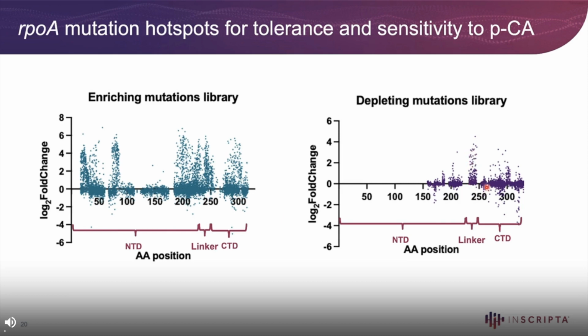And in the depleting mutations library, the results aren't quite as obvious as the enriching mutations library, but however, here in the C-terminal domain, you can definitely see that there is this pocket here, which is showing a lot of depletion.